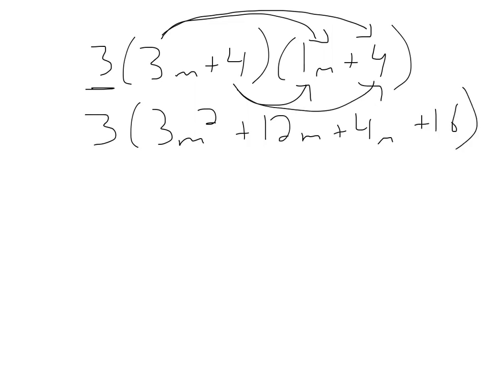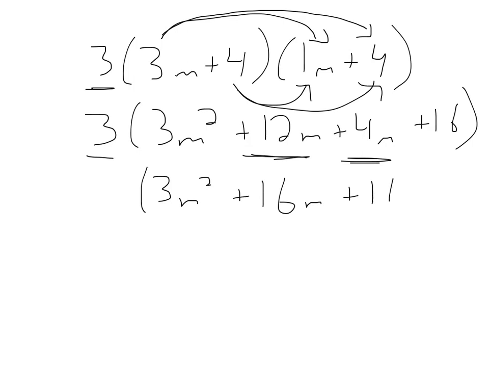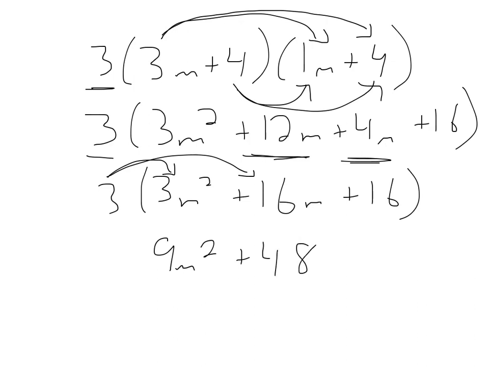Okay, again we have this 3 on the outside. We'll use that in a second, but let's combine like terms first. So we have 12m plus 4m. And we have 3m squared and 12m plus 4m, that gives us plus 16m. And then we bring down our plus 16. And then finally, we take that 3 times 3m squared, that gives us 9m squared. 3 times positive 16m, that gives us plus 48m. And then lastly, we have 3 times 16 is plus 48.